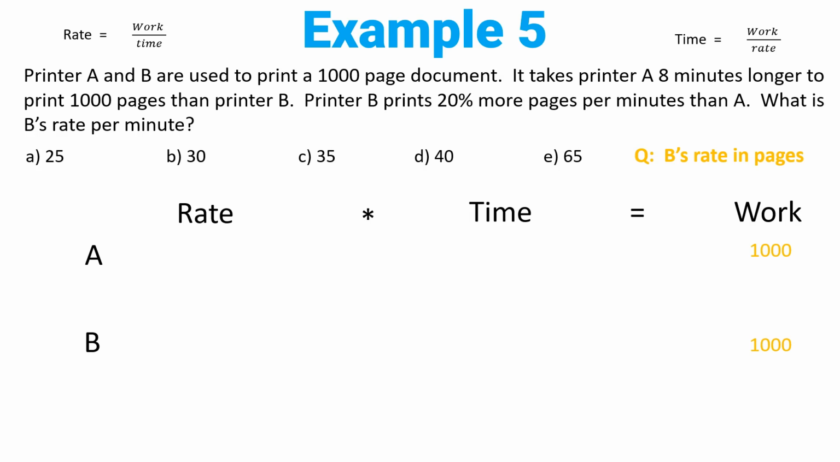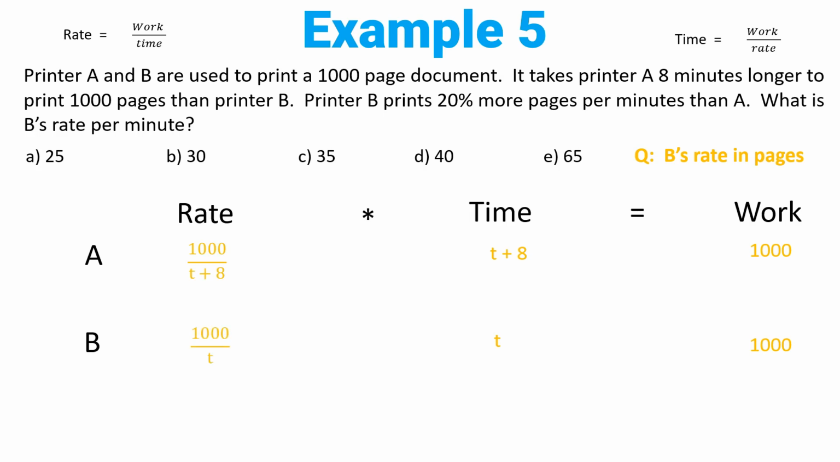This is very much like the Vlad and Paulina example that we did. If it takes B, T minutes to print 1,000 pages, then it must take A T plus 8 minutes, because it takes A 8 minutes longer. Hey, we've got a work and a time. We can figure out rates. A's rate must be 1,000 over T plus 8 because it's work over time. B's rate must be 1,000 over T.